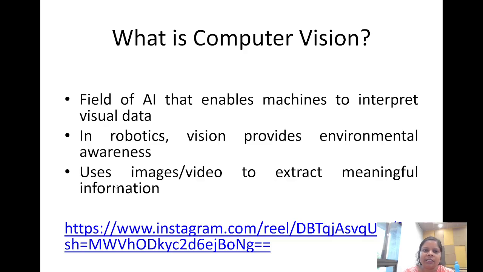So what is computer vision actually? I'll take you through something on Instagram that is happening like always, and I'll be sharing that with you. But before that, computer vision is basically a subfield of artificial intelligence that focuses on enabling machines to understand and interpret visual data, what we are seeing.